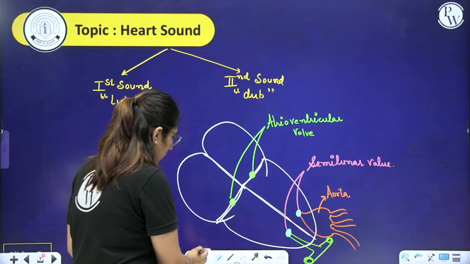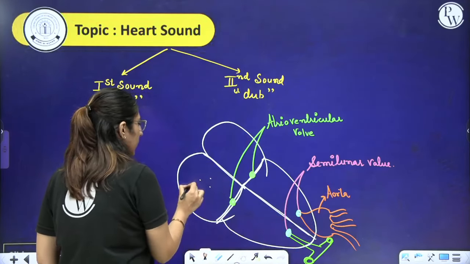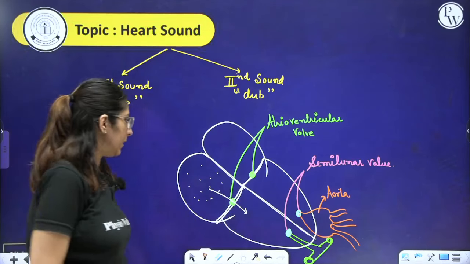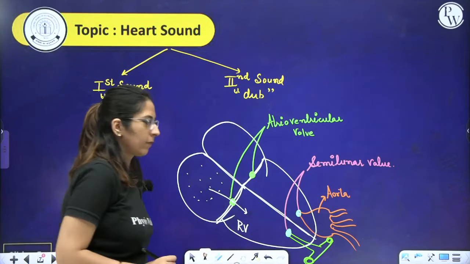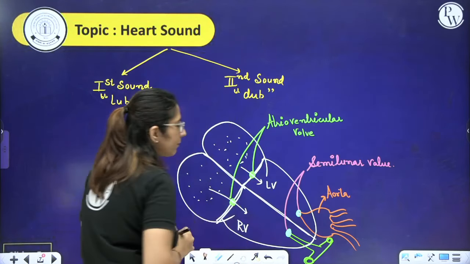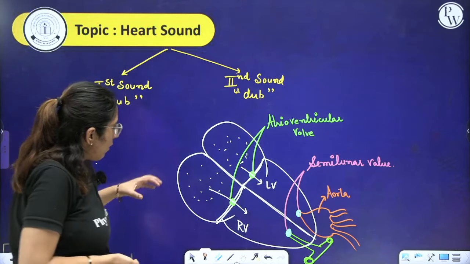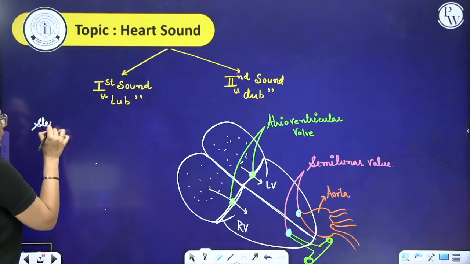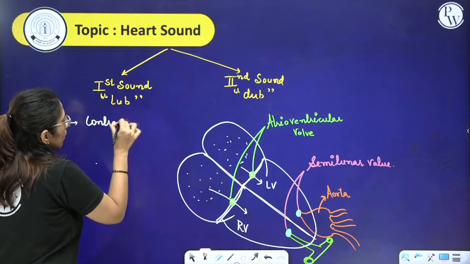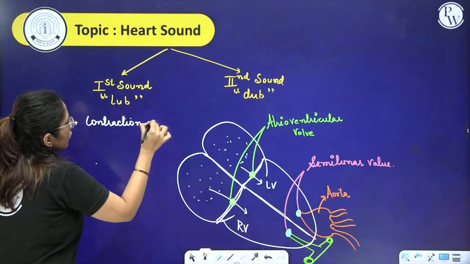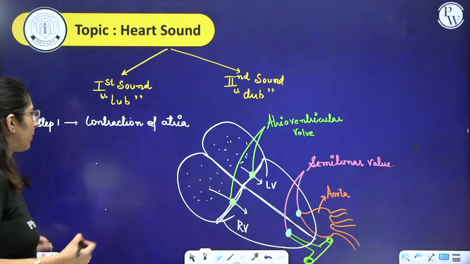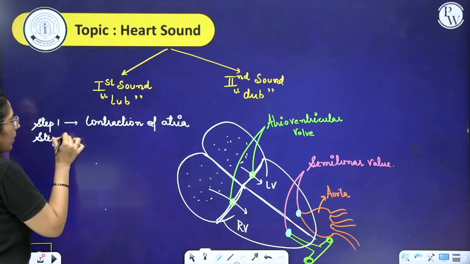Now, just imagine this situation. We are having blood present over here in the atria. Now, what will happen? Blood will enter through the valve into the right ventricle. Similarly, blood will enter into the left ventricle. Just listen to this point. First, let's write step number one. Step number one is contraction of atria. Both the atria will contract together. These are the steps.